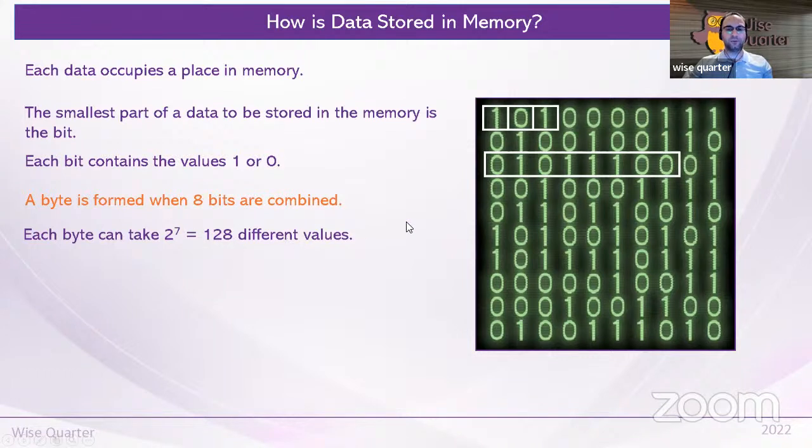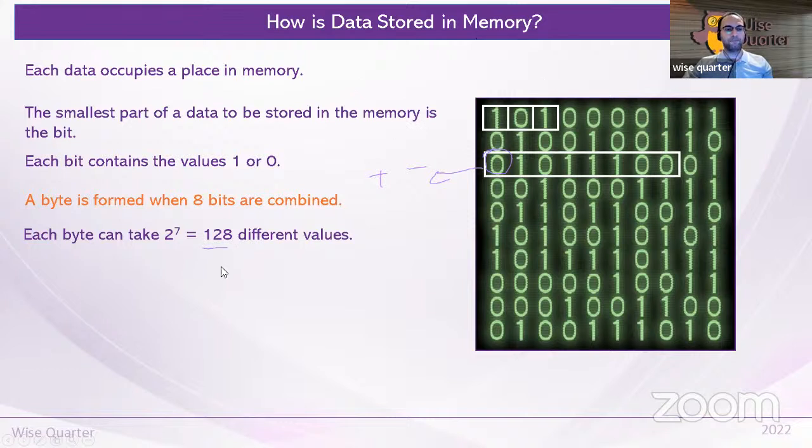128 different values. The first one is used for minus or plus. So I'm sorry, I couldn't write it. The first bit is used for plus or minus. So if you want to calculate them, you can do 2 power 7. You can make the calculation, and this is the value of it.